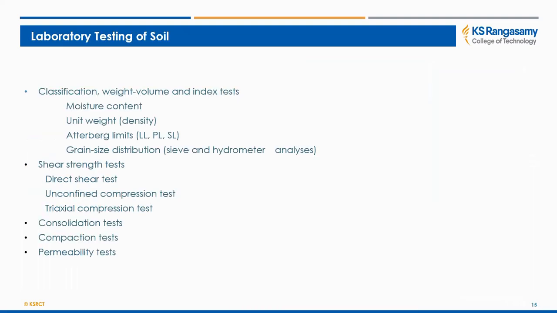The laboratory testing of soils is normally conducted in our laboratories. Classification tests include moisture content, unit weight, Atterberg limits, liquid limit, plastic limit, shrinkage limit, and grain size distribution, which is determined by sieve analysis, the dry analysis. Hydrometer analysis is the wet analysis.